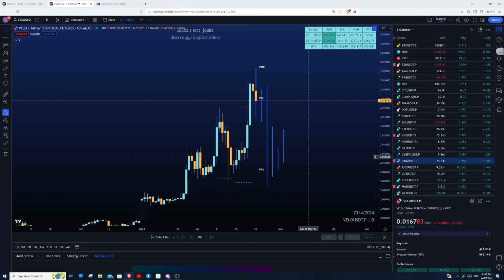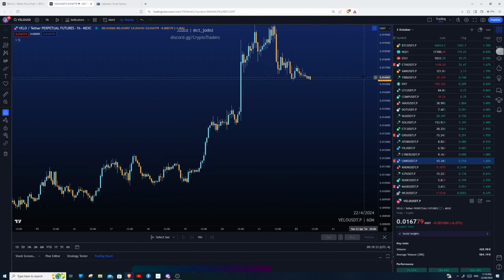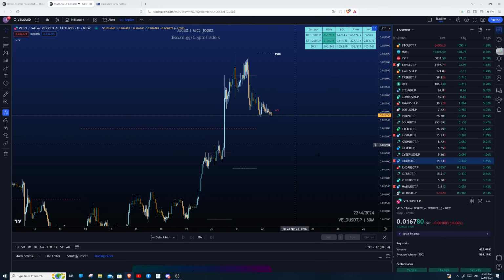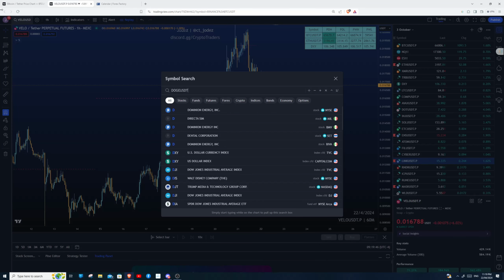Right, so yeah, definitely wouldn't open new long positions here, just due to how it looks pretty topped out and the potential for a very steep retrace on this. Moving on to Dogecoin and then FTM.